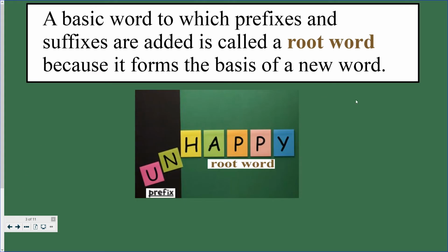So again, what those are attached to is the root word, and that's what we're going to call it. We're going to be looking at Latin and Greek root words, and we're going to start breaking a lot of words up into parts to see if we can find the root word and look at the suffix and prefix and figure out the word's meaning. So, for instance, if we had the root word happy, and we added the prefix un, that means not or opposite of happy. So we just changed the meaning of that root word.